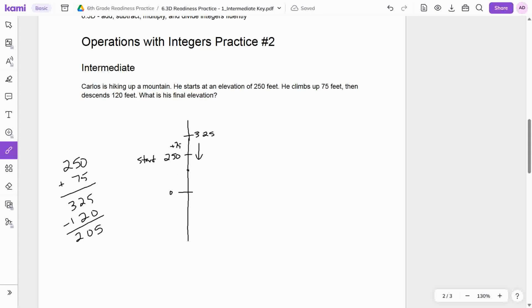But since he's on a mountain, he can't really get below the mountain unless there's a cave. So all of these numbers are going to stay as positive. With the sea, you can get obviously below the sea.